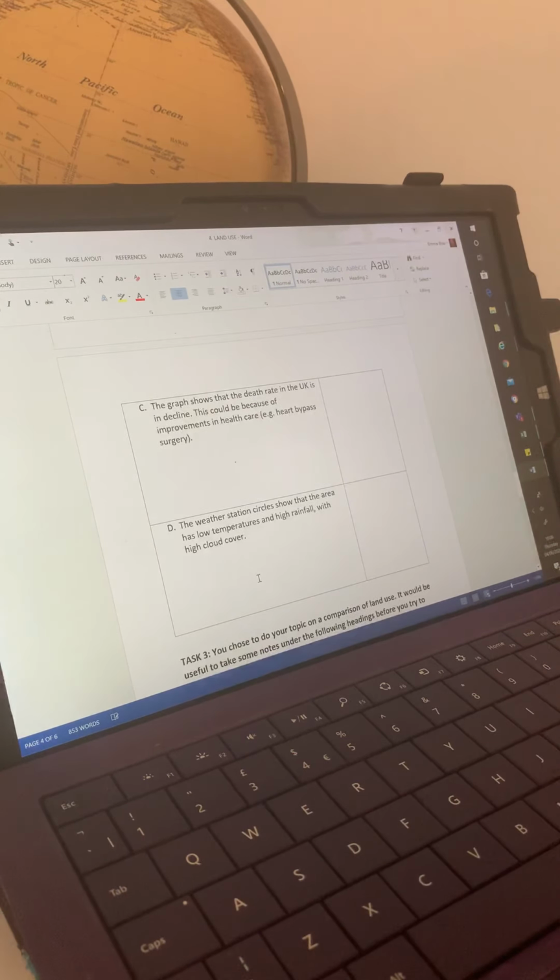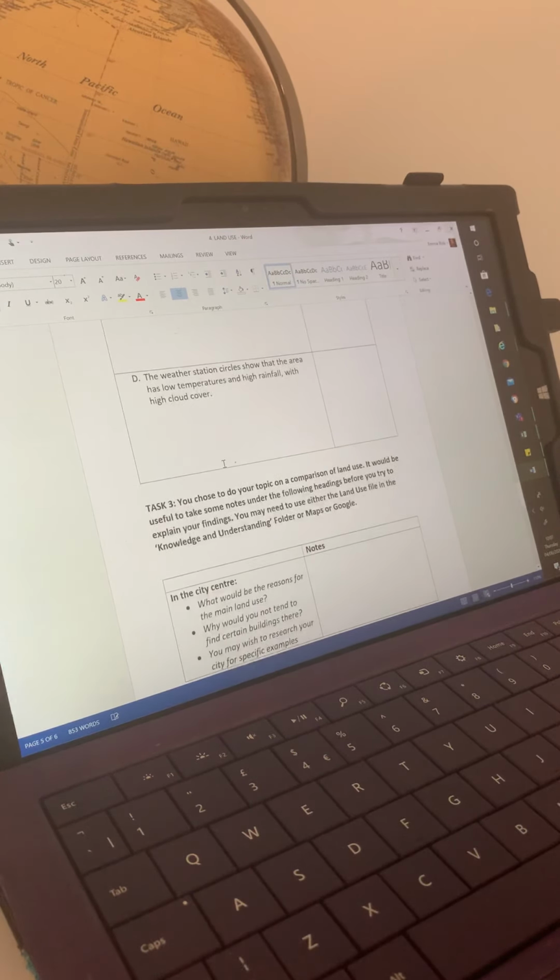Right, the next one: the graph shows the death rates in decline, then goes on to give a reason. If there's anything you think they could have done better here, then put that in. And then there's the one there for D.